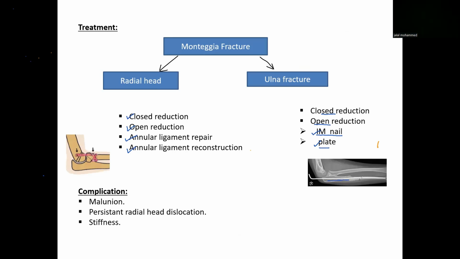Here is the X-ray where we have an intramedullary nail. So the treatment is we need to attend to both. We need to look for the treatment of the radial head dislocation. We also need to check for the ulnar fracture. This is how you treat a patient who has a Monteggia fracture.